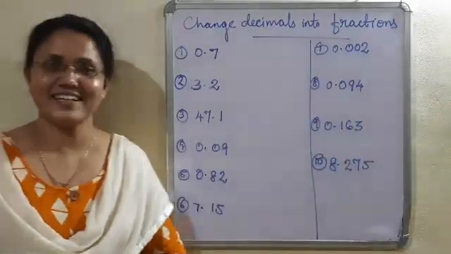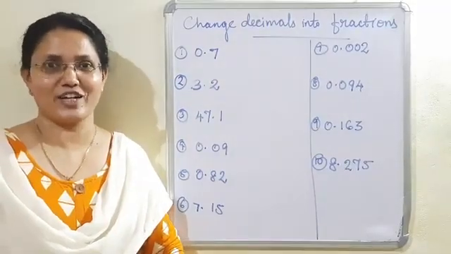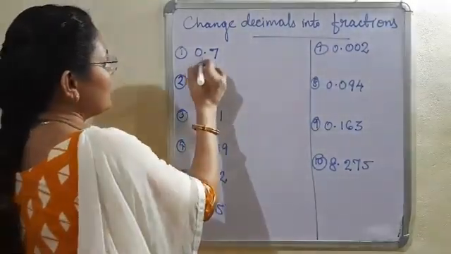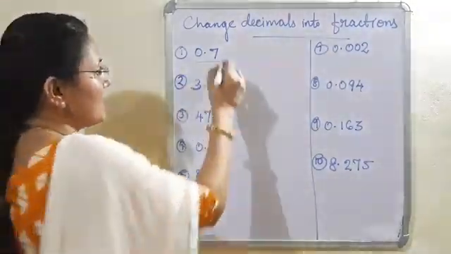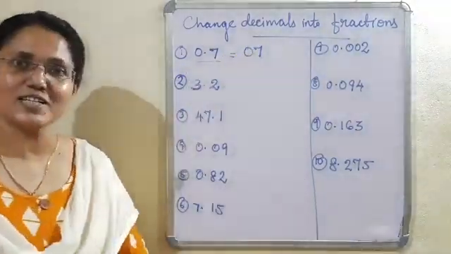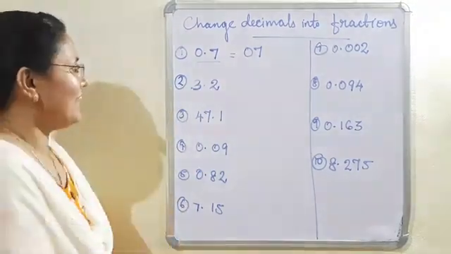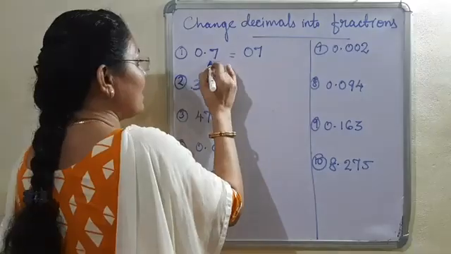Okay, dear children, here some decimal numbers are given. We have to change this into fractions. First, you look here. This is a decimal number. First itself, we can remove its decimal point. That time the number is 07. You know that 07 is same as what? 7 itself.